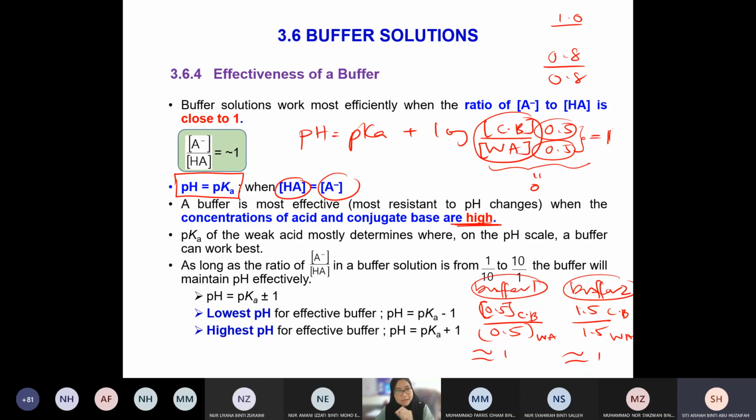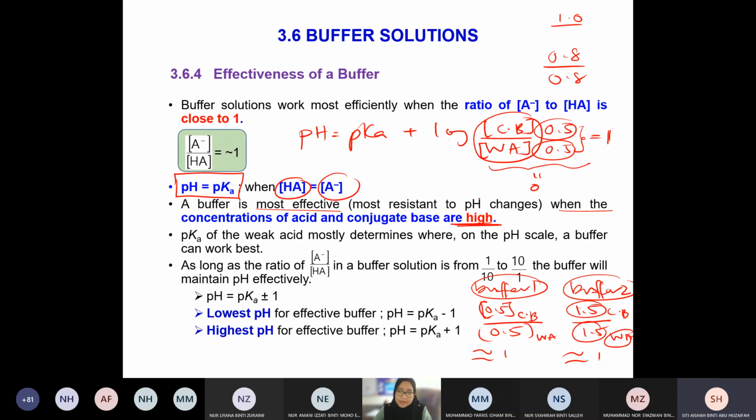That's why it all goes back to your concept. Do you understand the concept of a buffer? What is the function of a buffer? The conjugate base is to counter acid. The weak acid is to counter the added base. So if the concentration is higher, it means it can counter more acid and it can also counter more base. That's why it says that when the concentrations of acid and conjugate base are high, and we try to maintain the ratio equal to 1, it is most effective.